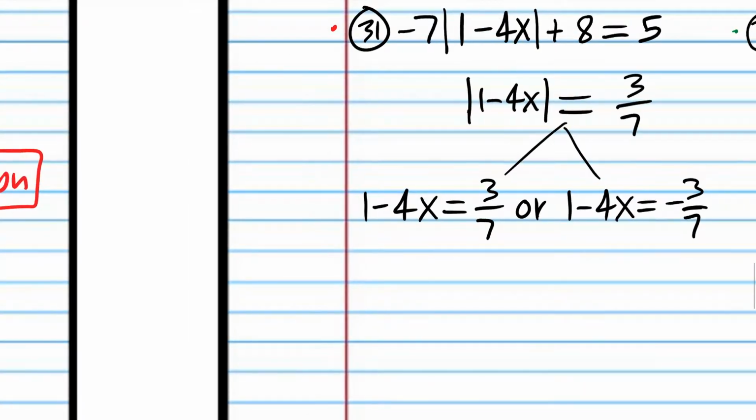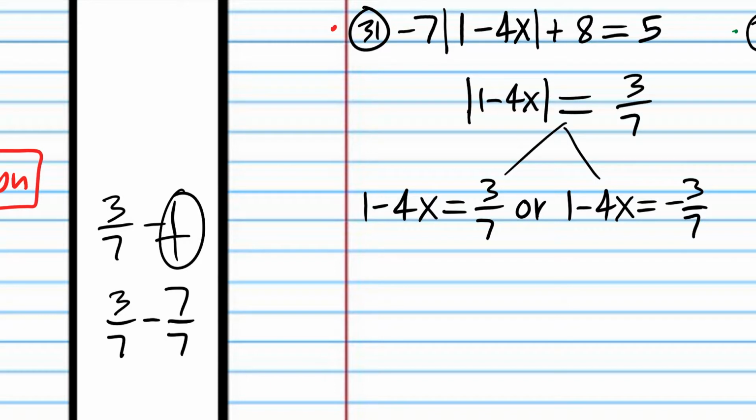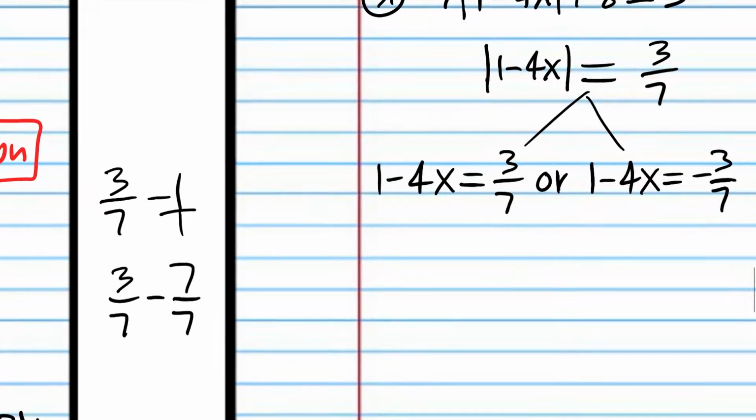And in case you forgot how to do that, a lot of students get angry because they say, why aren't you showing me how to subtract 1 from 3/7? Well, you should already know how to do that. That's why beginning algebra and geometry are prerequisites for this course. So this could just be considered 1 over 1. Multiply both sides by 7, and you get 3/7 minus 7 over 7. 3/7 minus 7 over 7 is negative 4/7.